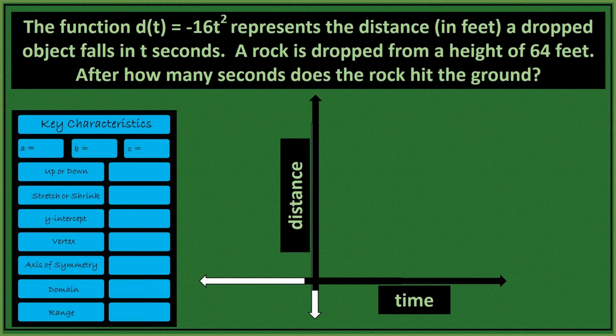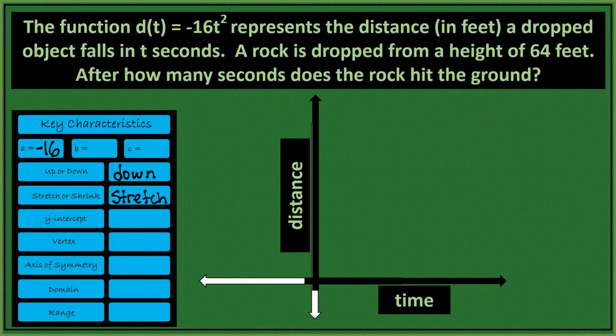So what do we know about this problem? Well, first, we know our a value is negative 16, and that tells us some things about our parabola. It tells us that our parabola will open down, and it tells us that our parabola will be a vertical stretch compared to the parent function.